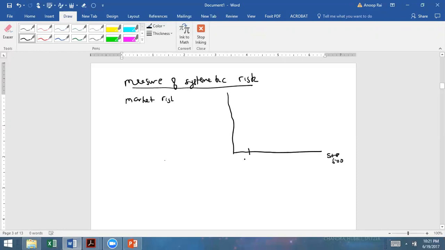Every time the market goes up by 10%, I notice that IBM stock goes up 5%. Every time the market goes up 20%, IBM stock goes up 10%. Every time the market goes up 30%, IBM stock goes up 15%. Every time the market goes up 40%, IBM stock goes up 20%. Okay, not correctly drawn.